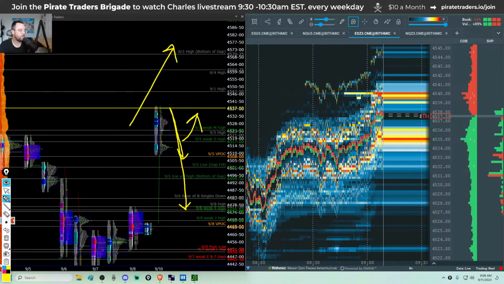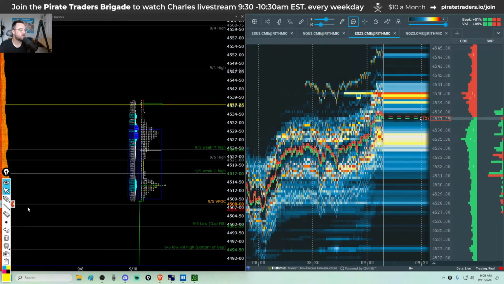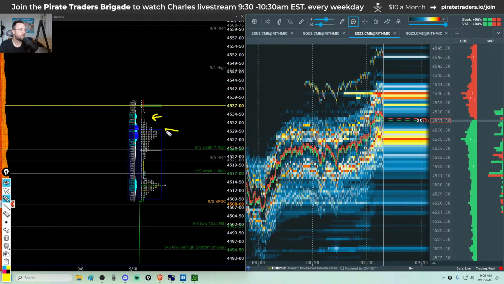What are the signals that we would look for? Well, first things first, we are up at the upper end of the overnight range. So that means anything inside the overnight range could become support. So we've got levels here around 34, 32, 28. All of those could become support.